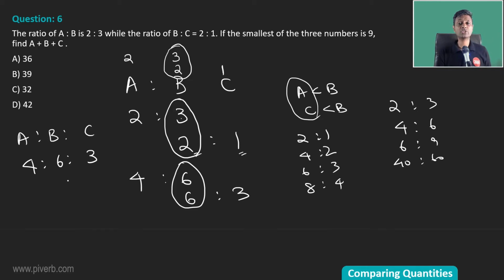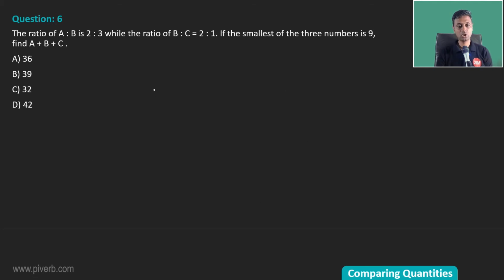The smallest of the three numbers is 9. So if we call these 4x, 6x and 3x, then 3x is the smallest of the three numbers, that is 9. We want to find A plus B plus C. Wonderful. We know 3x is 9. 4x plus 6x plus 3x is what we need to find.